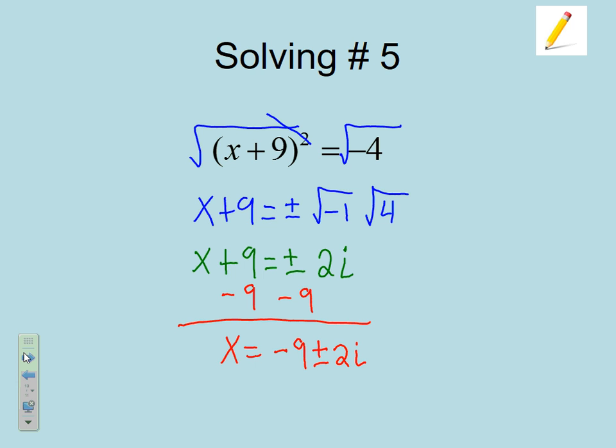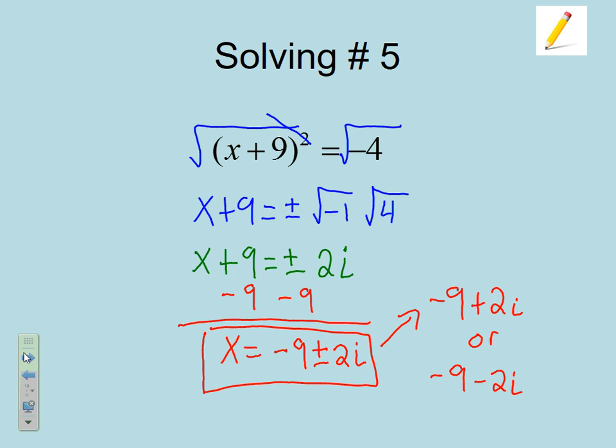That's how we write that. We write that negative 9 first, then plus or minus. Because this is two answers, it could be written like this: negative 9 plus 2i, or my other answer is negative 9 minus 2i. So those are my two answers. We can simplify it by writing it like this, but that's what it means, you guys. I have two answers there. All right, with that, we are moving on to our last example.